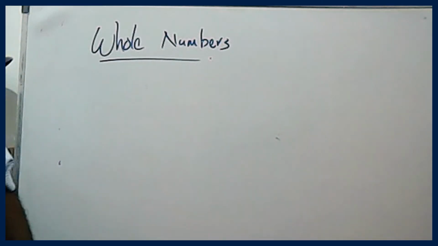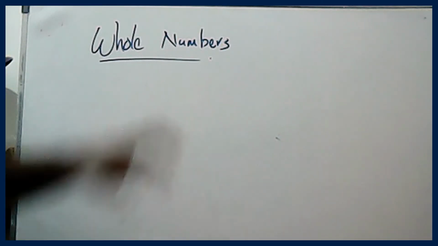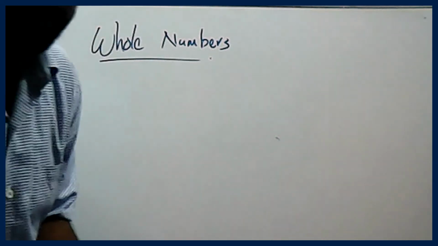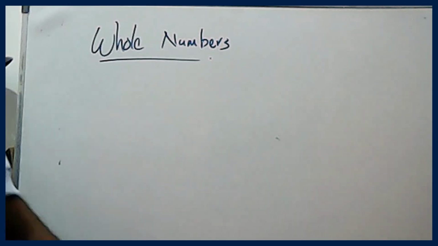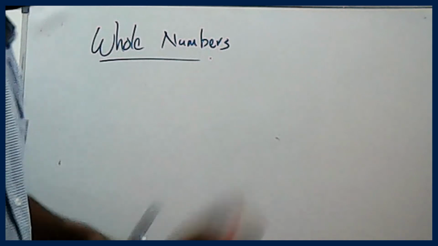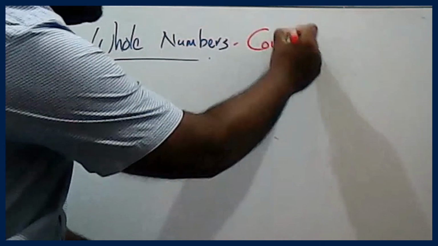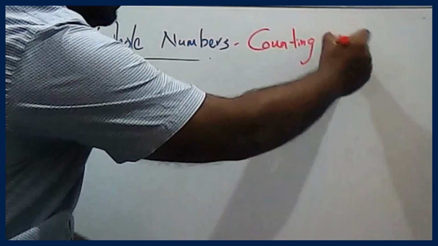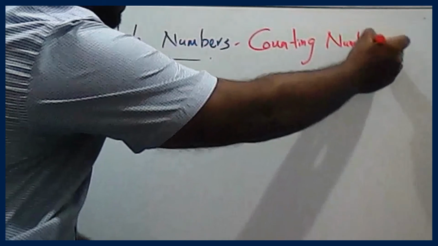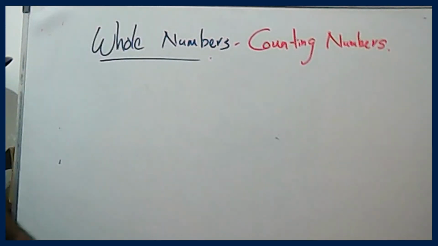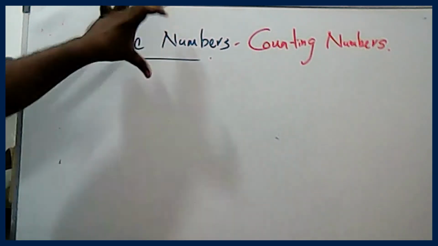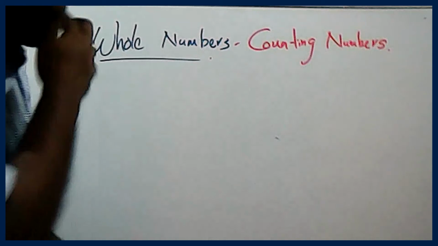Whole numbers. What does it mean by whole numbers? Whole numbers we also call counting numbers. So those are positive integers, right? Positive integers we call these counting numbers or whole numbers.